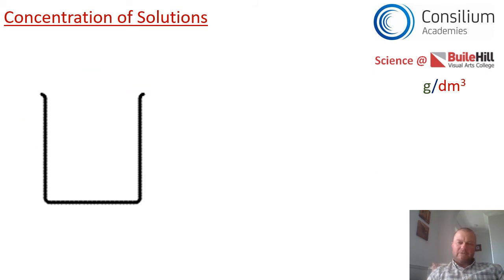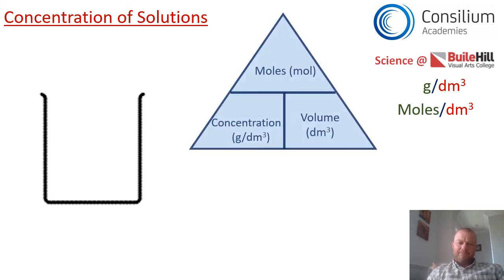So we've mastered 2 skills already. The first skill was to express concentration as grams per decimeter cubed. The second skill is to do the same, but we have to convert the centimeters cubed into decimeters cubed first. So the third skill is to express concentration as moles per decimeter cubed. So let's work through an example of that.